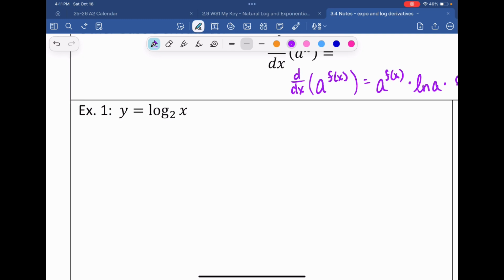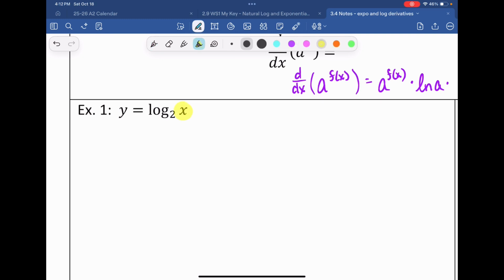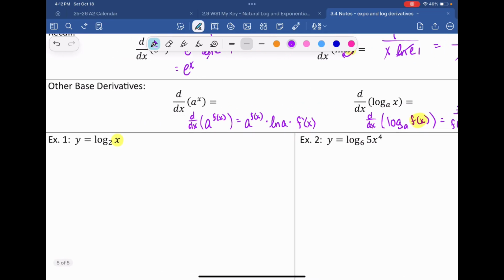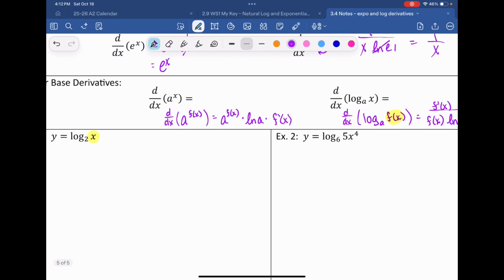All right, let's look at example 1. You can see that the argument is just x. So if it's just x, the derivative of the argument is 1. I'm going to do it like this. y prime, derivative of the argument, so 1 over f of x, so x, times the ln of a, that's the base, 2. That's literally it.